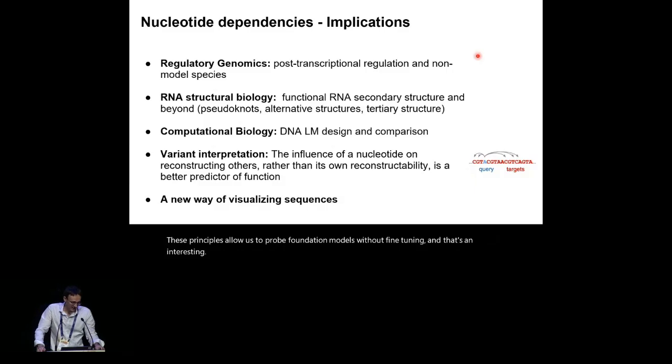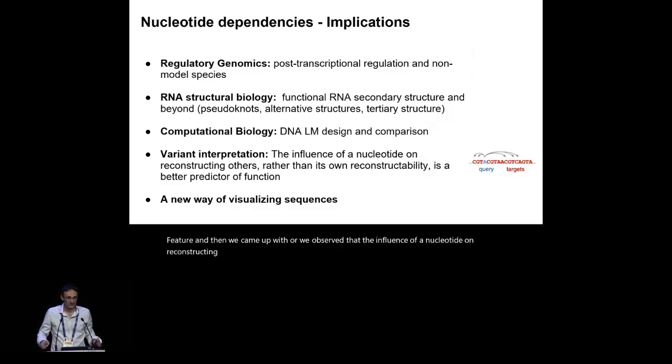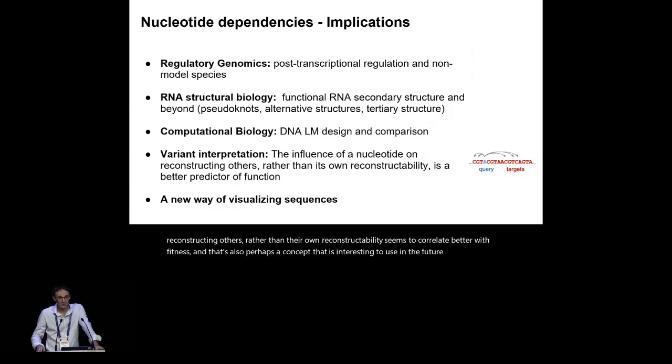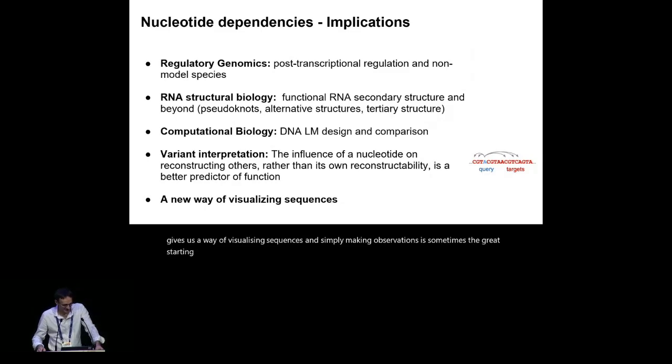And then we observed that the influence of a nucleotide on reconstructing others, rather than their own reconstructability, seems to correlate better with fitness, and that's also perhaps a concept that is interesting to use in the future. And finally, it gives us a way of visualizing sequences, and simply making observations is sometimes the great starting point for making discoveries. So the dependency maps as a way to look at sequences can also be an interesting tool.